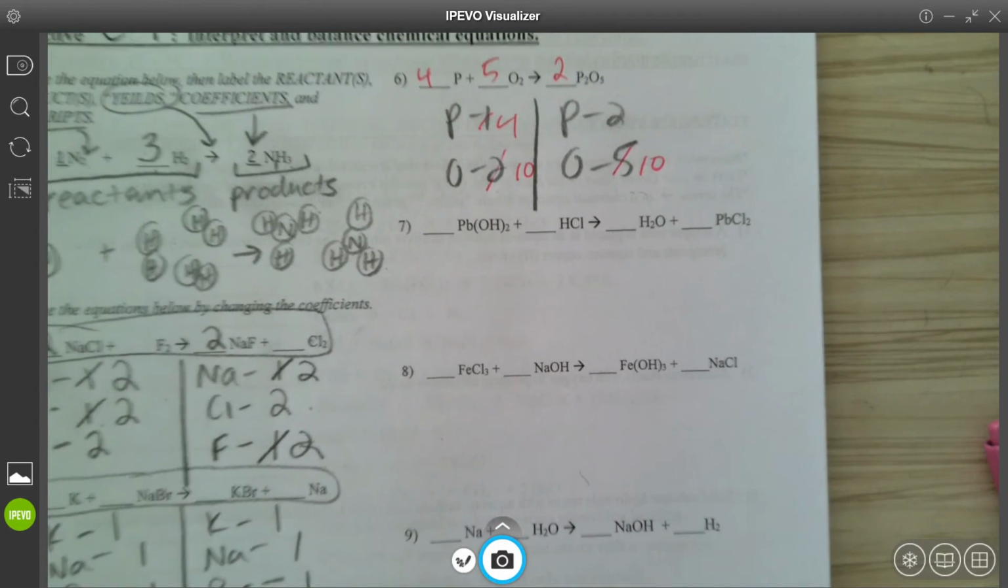Number 7 is tricky for a couple reasons. There's parentheses, which make it tricky.